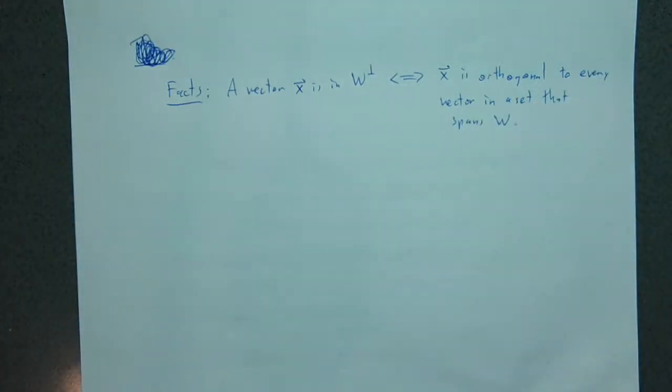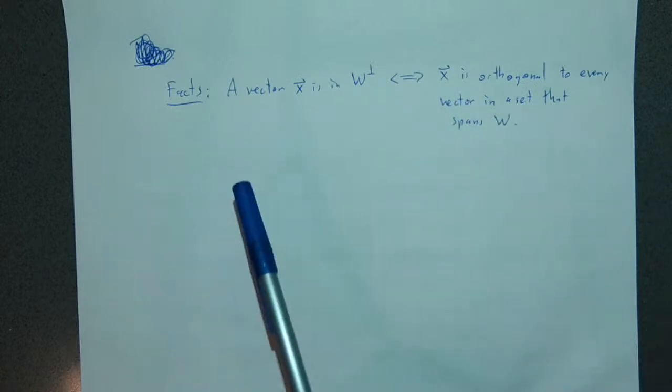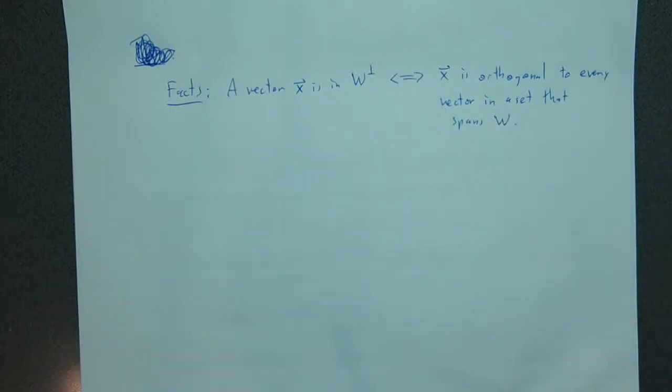Remember, W is a subspace of Rn here, so we don't have to worry about any infinite dimensional shenanigans. If W is a subspace of Rn, we know that it has dimension less than or equal to n, and so it has a basis, since we're going to assume in this class that every vector space and every subspace has a basis. So it has some spanning set I can come up with, and so this is an if and only if statement: a vector x is in W perp if and only if it's orthogonal to every vector in a set that spans W.